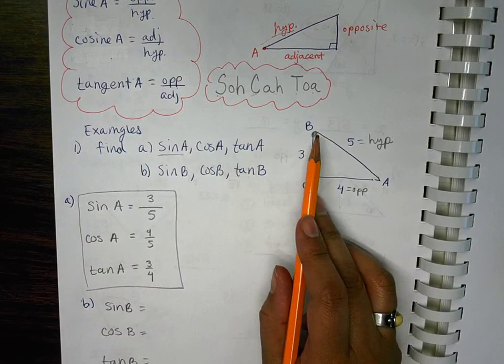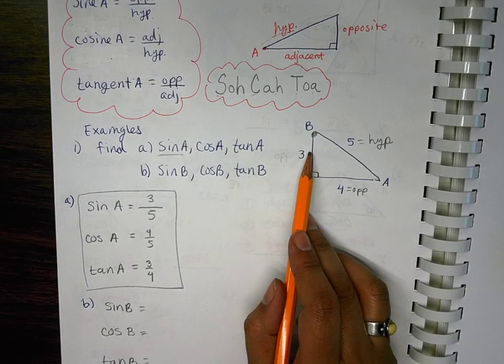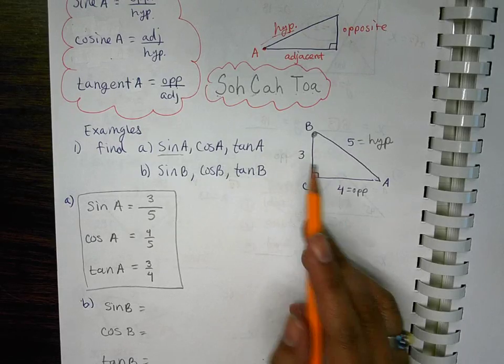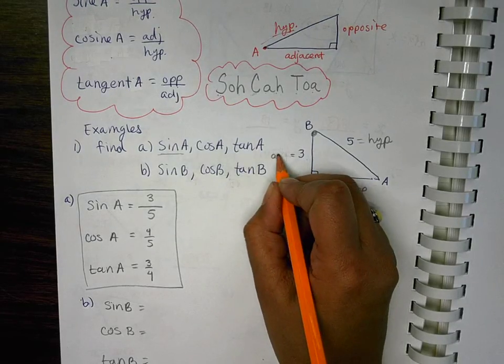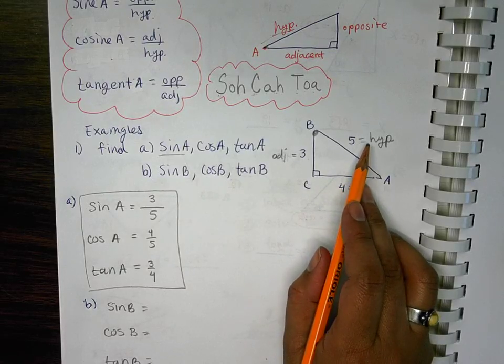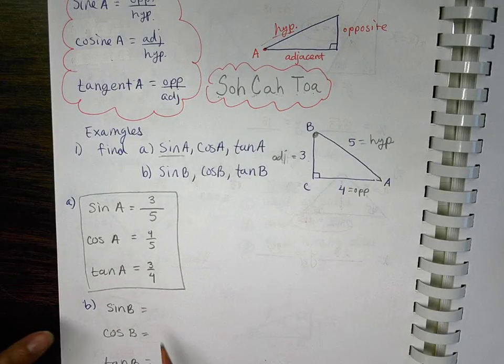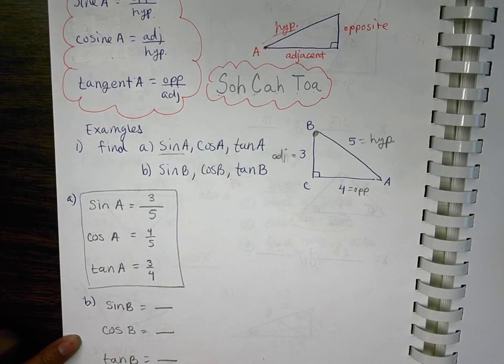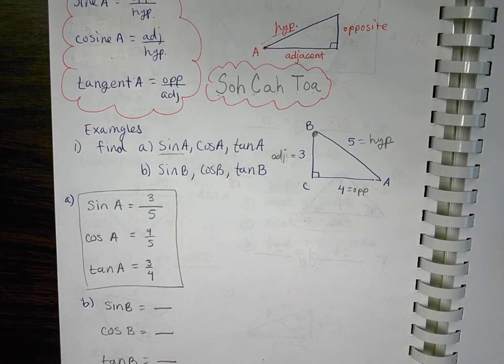Okay, in reference to B, 3 is the what? Opposite or adjacent? It's next to, so it is adjacent. Now this one's always also next to, but it's called the hypotenuse already. All right, so sine, I'll let you guys fill these in quickly. Remember your SOH CAH TOA.